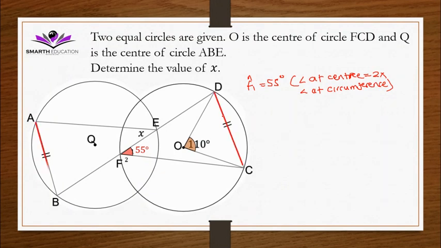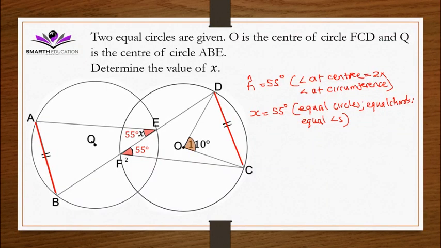Right, we have equal circles, equal chords. So now we have this chord DC and chord AB. They are subtending equal angles at their circumference. So this angle X here is also 55 degrees. So we can say that angle X is equal to 55 degrees. Why? Equal circles, equal chords, equal angles. Done. Okay, we have answered all the questions.